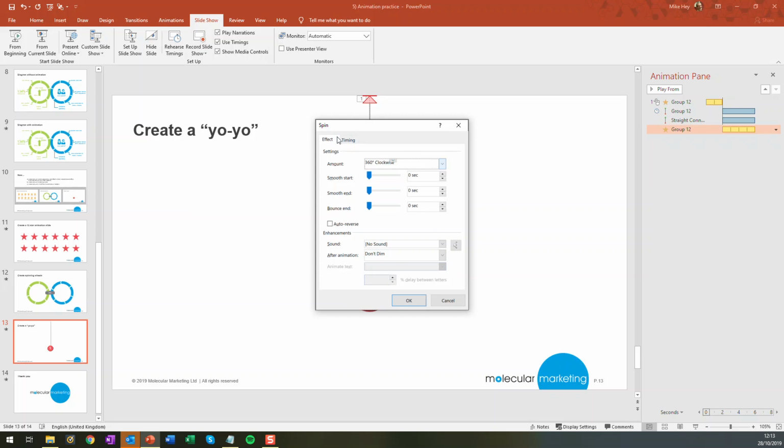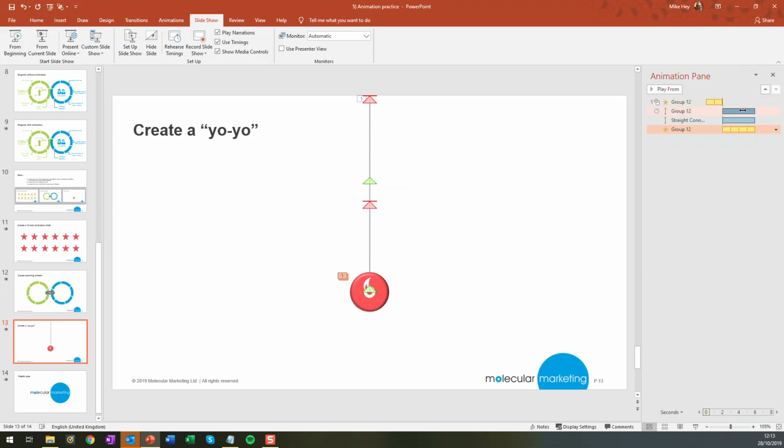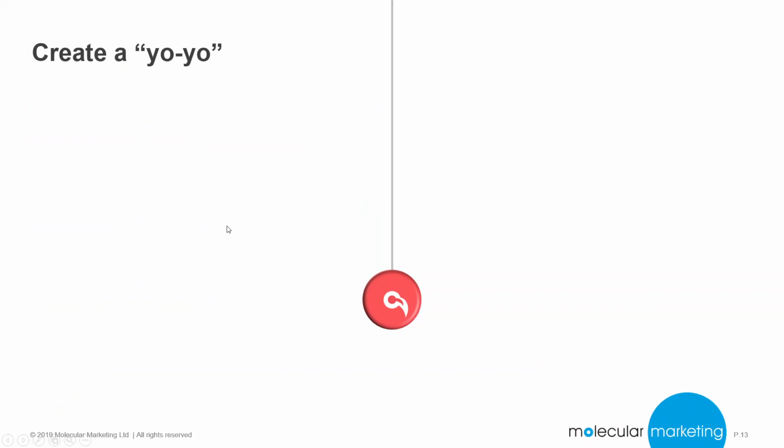So it's spinning clockwise, timing, it's spinning fast, and it repeats 4 times. And I've got these 3 effects happening together, so that's with the previous one. So let me show you what it looks like. It spins twice, it moves up, and the string moves up, and then it goes down.